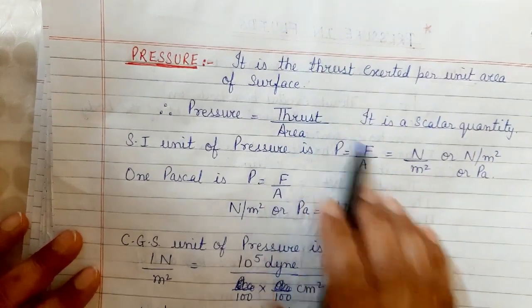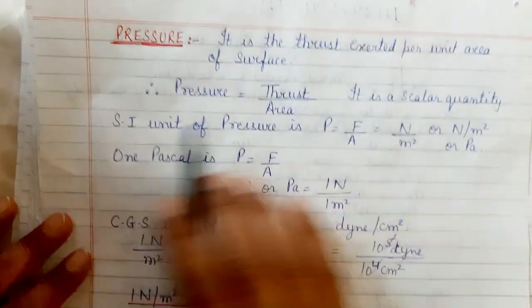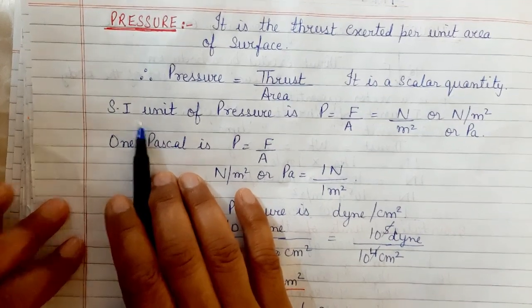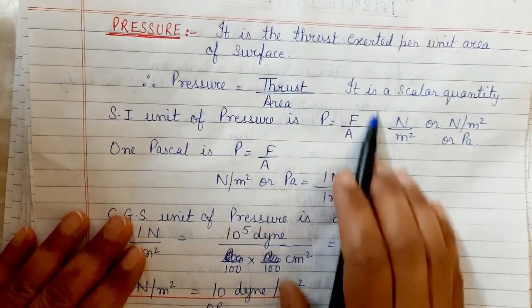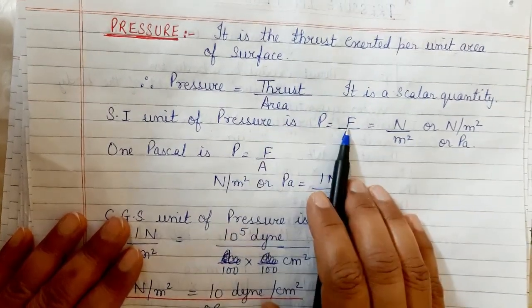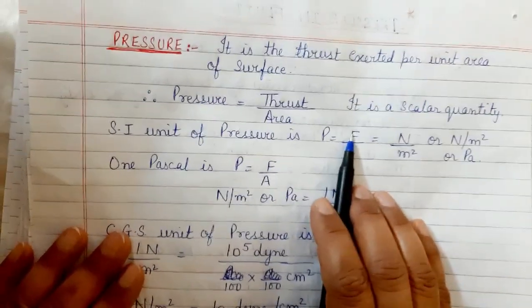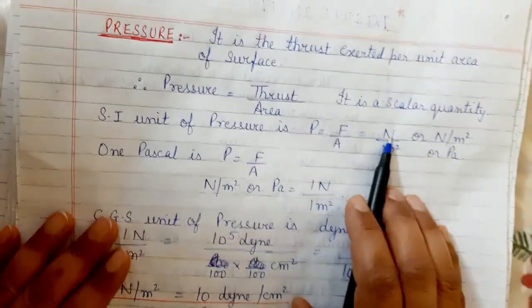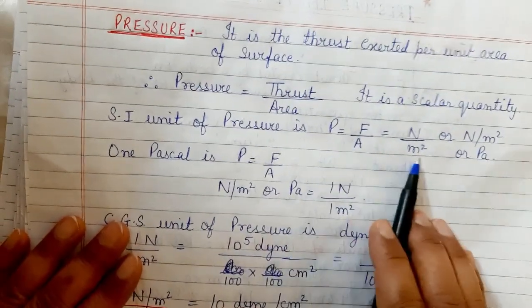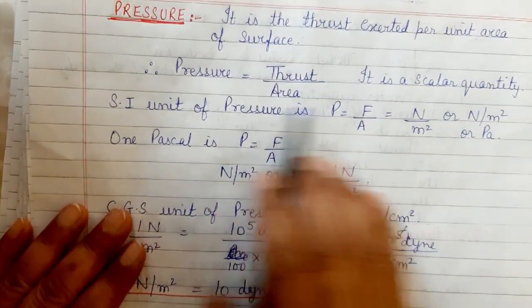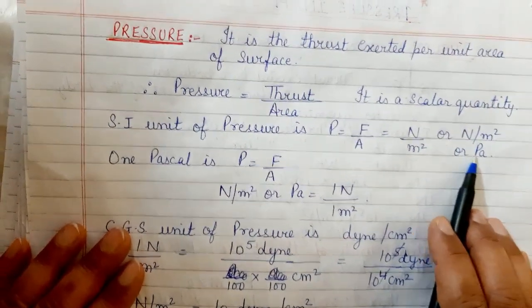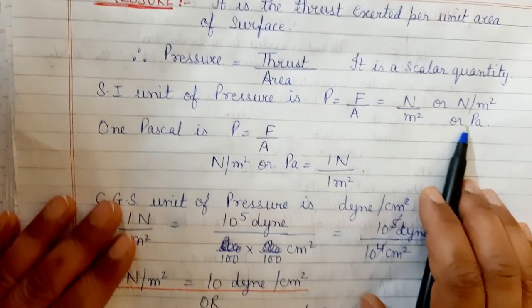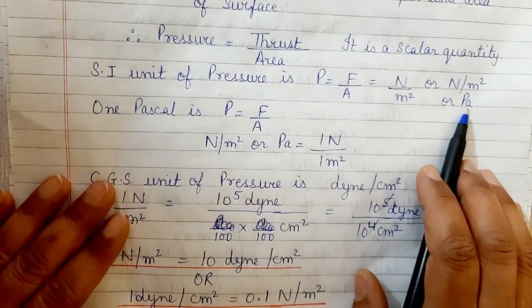So overall, pressure is a scalar quantity. Now let us look at the units of pressure. The SI unit of pressure: let us use the formula for pressure. As I told you, it is thrust upon area. The unit of thrust we have already seen was Newton and the unit of area is meter square. So the SI unit of pressure is Newton per meter square, or it can also be called Pascal, which is denoted by capital P and a small a.